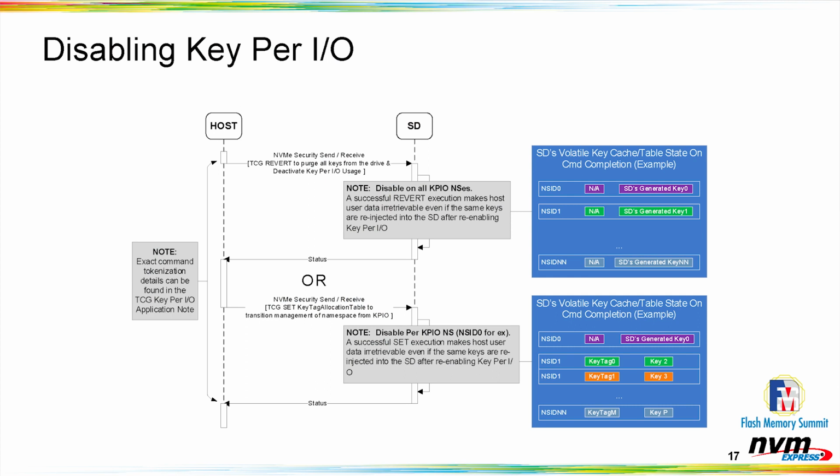Disabling Key Per I/O is more similar to what you find with self-encrypting drives today. You issue a command, and mostly folks are familiar with the Revert command. It's basically the same thing. Obviously, here you want to make sure that if you revert, and the key was to leak and you want to reinject the same keys, you don't have access to that data. This is very important.